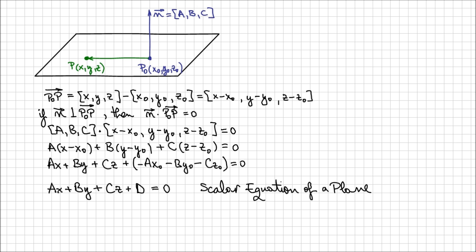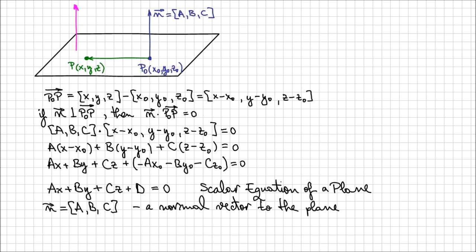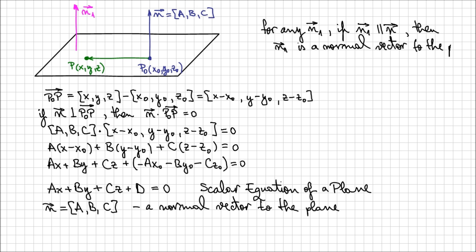But this is the scalar equation when we started with a vector n that was perpendicular to the plane and had the components a, b, and c. That's a normal vector to the plane. I hope this makes it clear why we can use those components a, b, and c to define the normal vector to the plane. Obviously, any other vector parallel to the normal vector, like this vector n1, is going to be also a normal vector to that plane. These vectors are not unique. That's what you have to understand. As long as they are scalar multiples of each other, they are parallel vectors. So they can be placed anywhere you wish, but they have the same direction, so they are perpendicular to the plane.